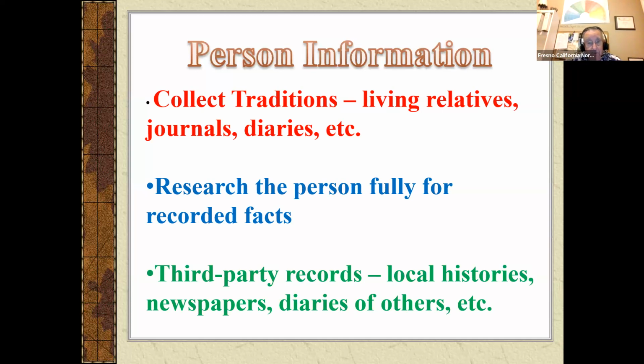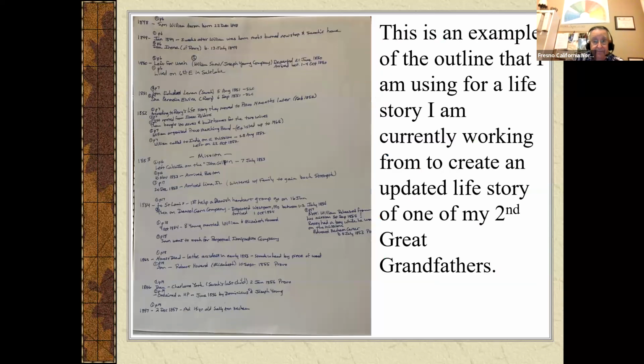Also looking for third-party records, local histories, newspapers, diaries of others that may have mentioned your ancestor, things like that. And what I do is I create an outline. This is a part of an outline for my second great-grandfather, whose life I'm writing right now.